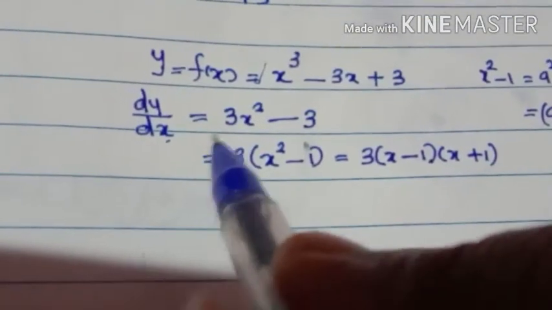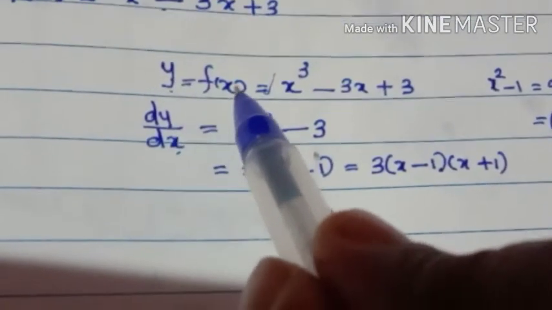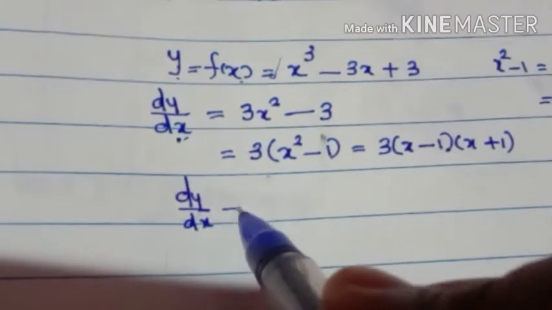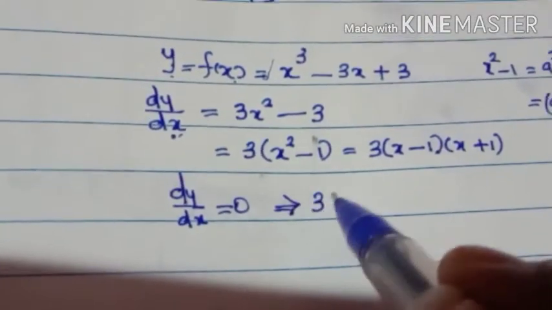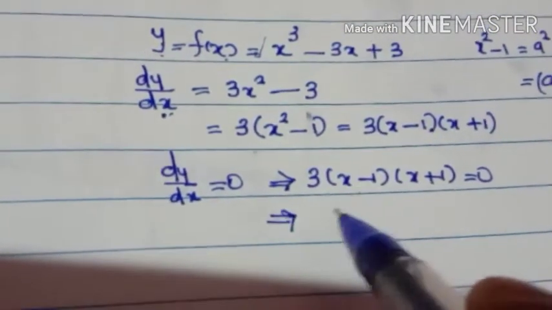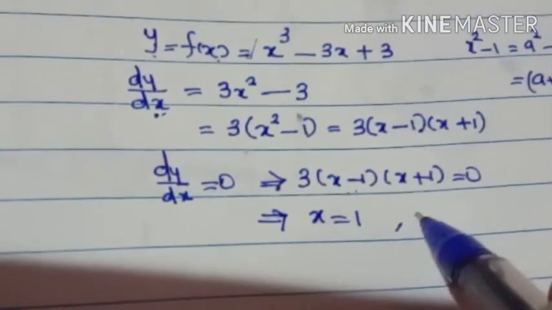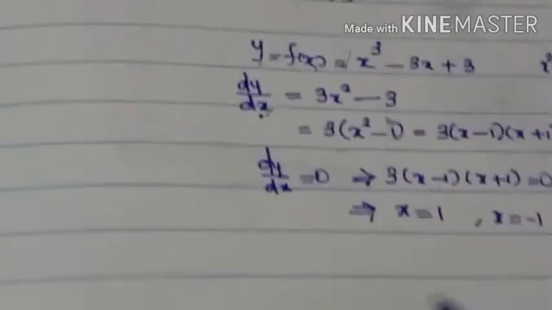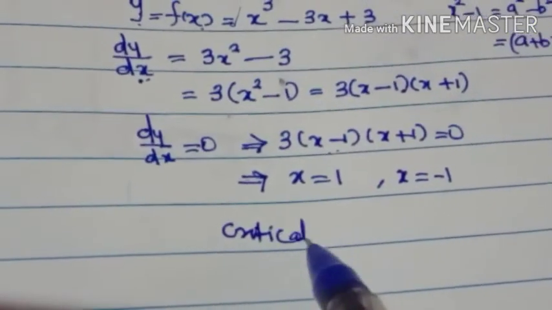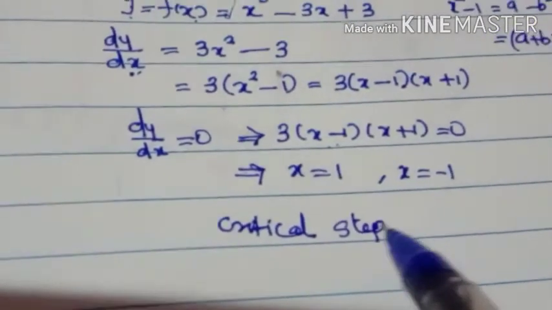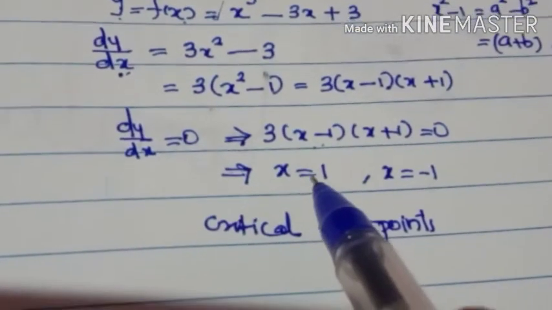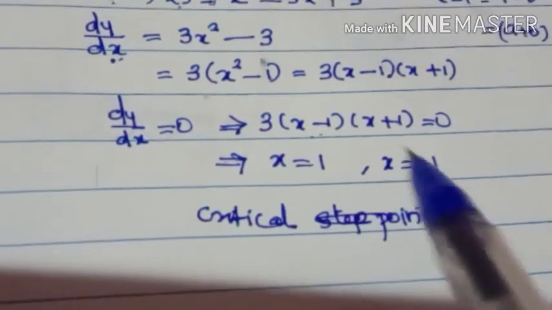Okay. Now, first step was y equal to f of x, then dy by dx. Then equate this dy by dx equal to 0, which implies 3 into x minus 1 into x plus 1 equal to 0, which implies x equal to 1 and x equal to minus 1. So x equal to 1 and x equal to minus 1 are the critical points. This is our third step, to find the critical points. So here the critical points are x equal to 1 and x equal to minus 1.